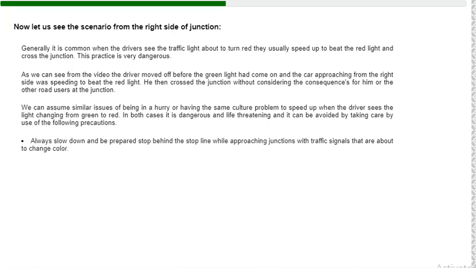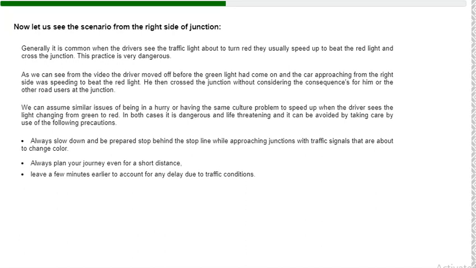Always slow down and be prepared. Stop behind the stop line while approaching junctions with traffic signals that are about to change color. Always plan your journey even for a short distance. Leave a few minutes earlier to account for any delay due to traffic conditions.